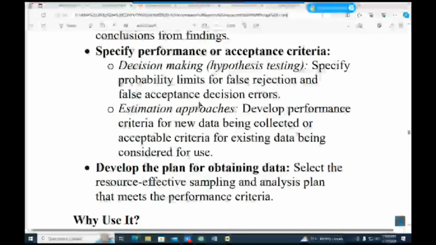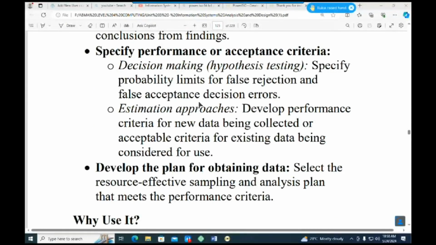The other method is to specify performance or acceptance criteria. We need to specify the performance or acceptance criteria. So here we are going to look at what the hypothesis testing is, or how we are going to make the decision. So, decision making or hypothesis testing.